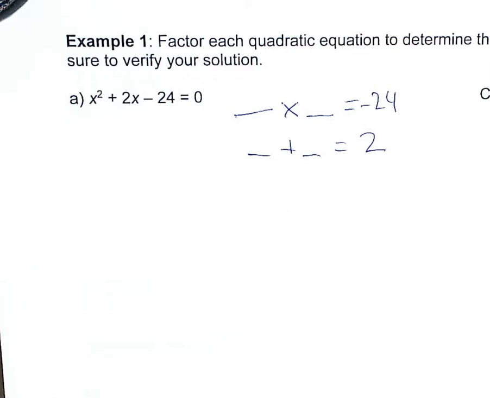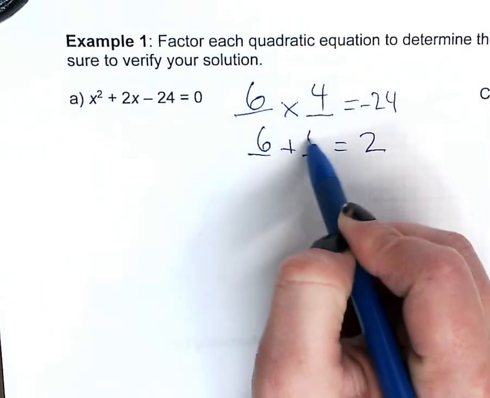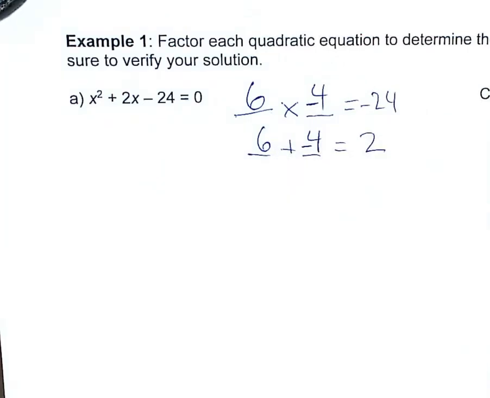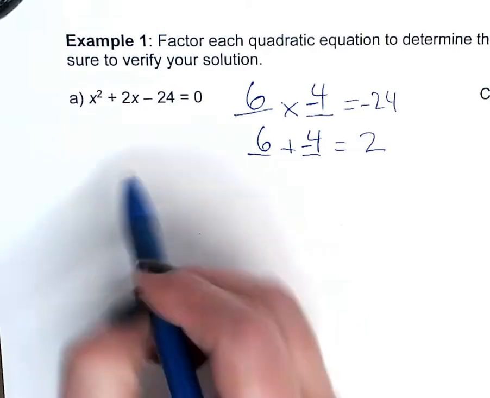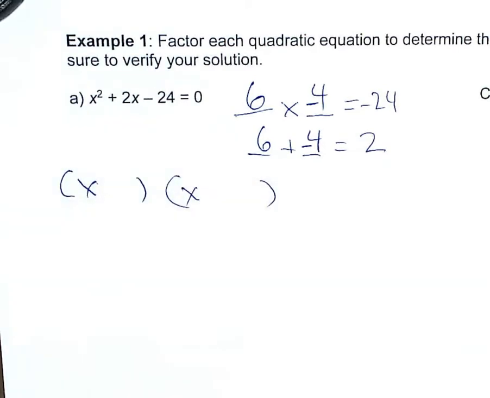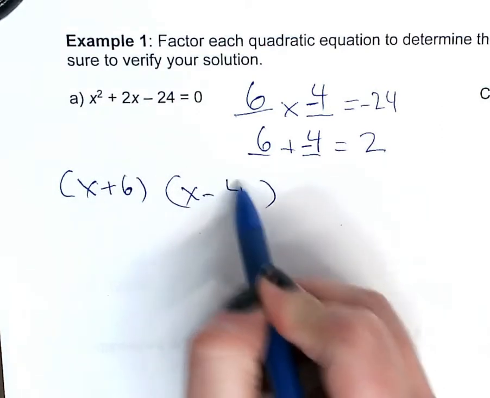And there's lots of things that multiply to 24, but I think 6 and 4 would be our best option. So 6 times 4 equals 24, and then I think I'm going to make the 4 negative because I ultimately want a positive 2 when I add. Excellent. Okay. So then we set up our brackets. So we have x at the front of each one, and we plug in the values that we found. So 6 and negative 4.